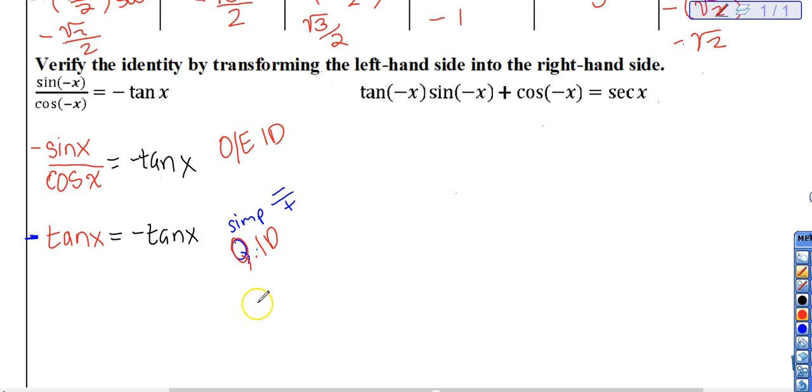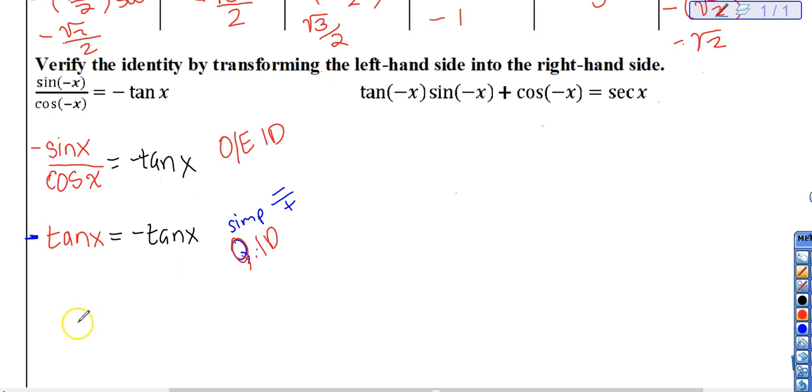So that was a pretty good indicator of how to use your even and odd identities. Let's take a look at the next problem. So here you have the tangent of negative x times the sine of negative x plus the cosine of negative x equals the secant of x. So we have two terms on the left and one term on the right. So somehow we got to go from 2 to 1.